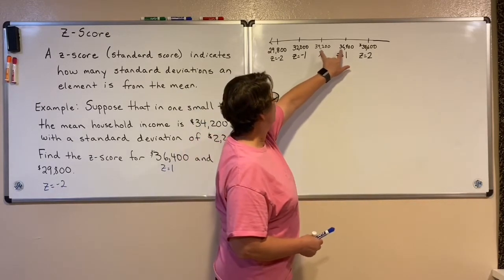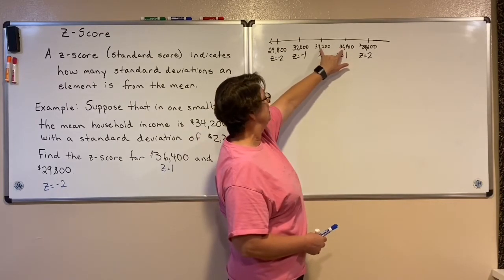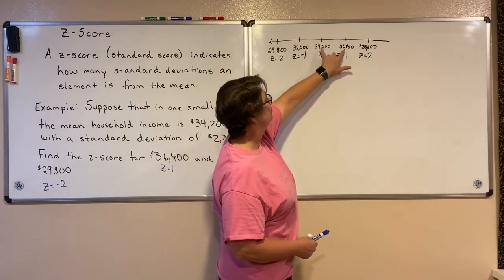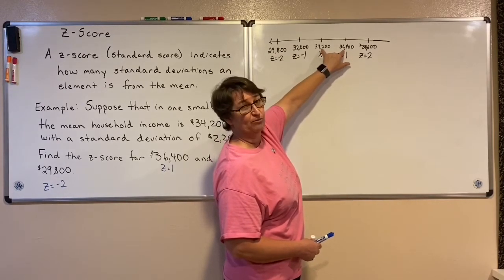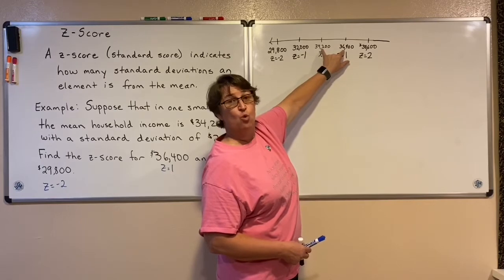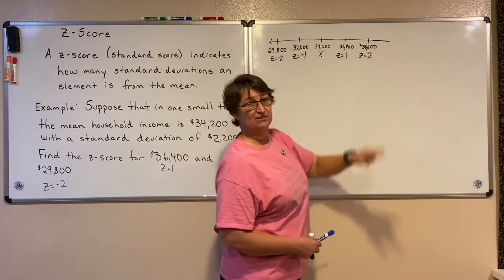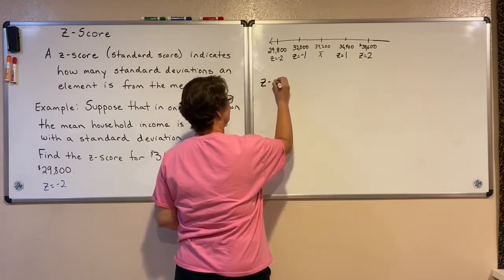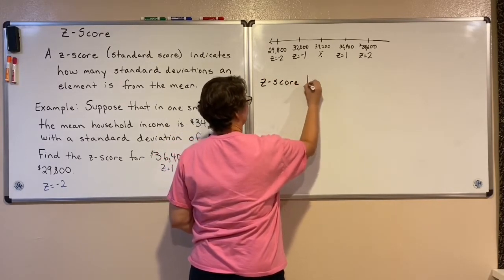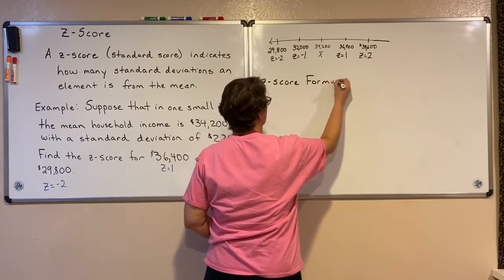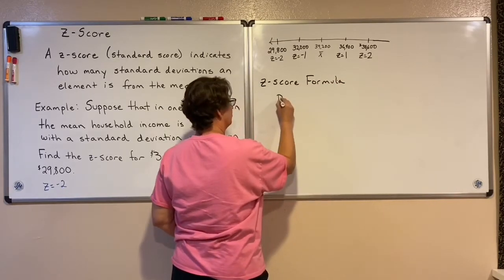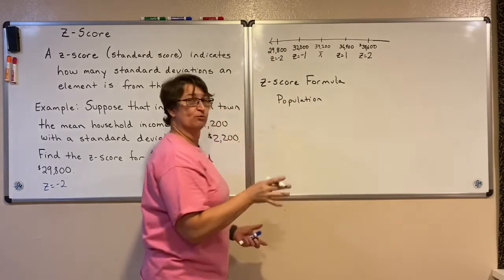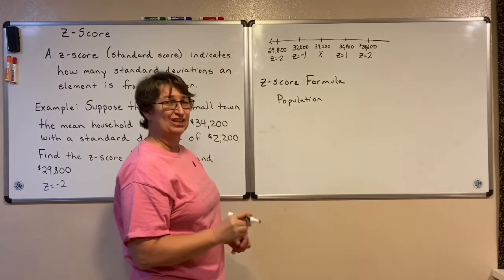Well, notice that what we're doing is finding out how far away this is from that. In this case, it was 2,200 away from there. And then I divide by the width of my standard deviation. So the z-score formula looks like this. If I have a population, a census of data, the two formulas are going to be identical. It's just the notation we use.